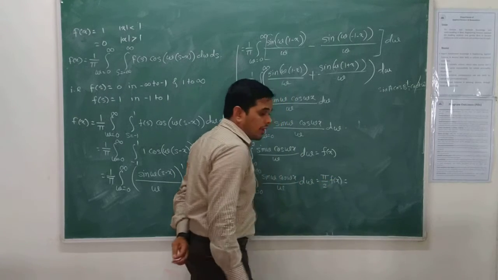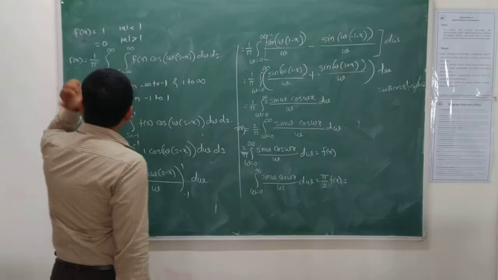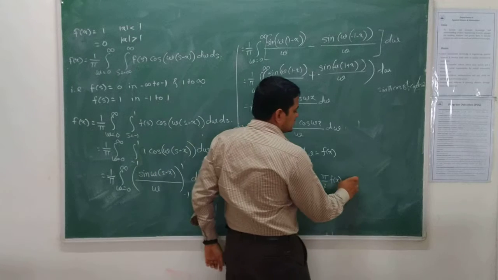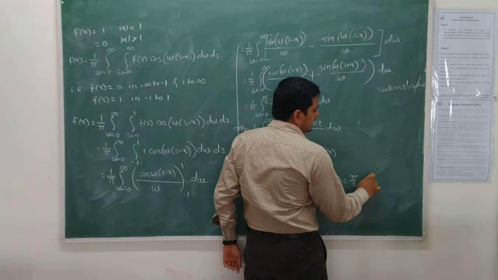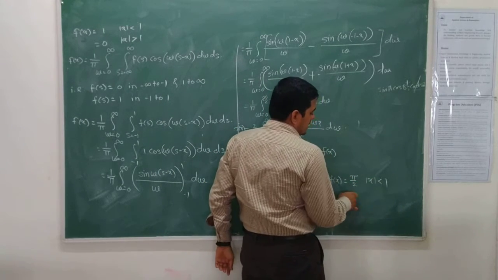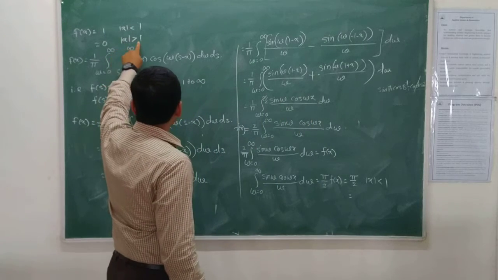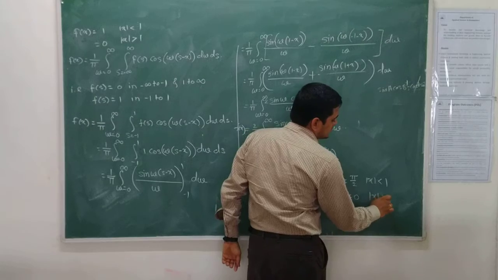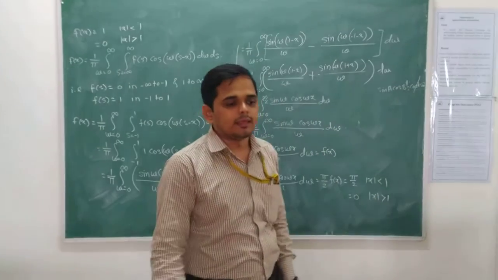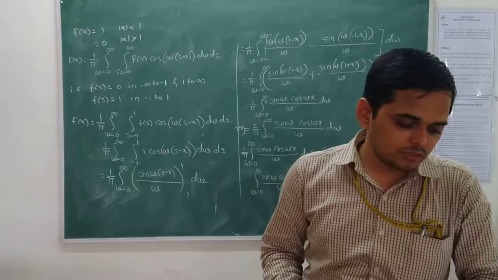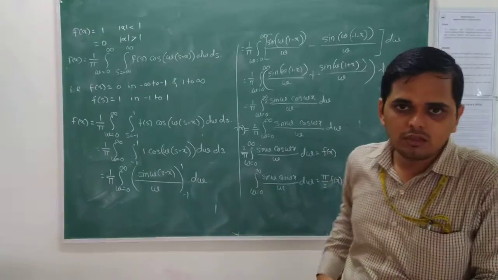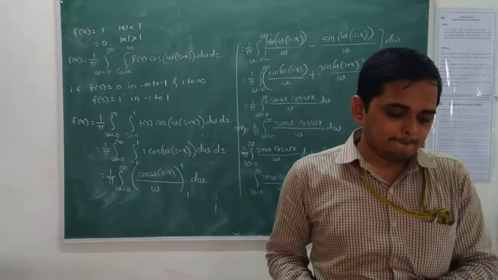But f of x is 1 in case of mod x less than 1. So hence this is equal to pi by 2 in case of mod x less than 1. f of x becomes 0 for mod x greater than 1, so the value of this is 0 if mod x is greater than 1. Hence this is called the Fourier integral representation of the given function.